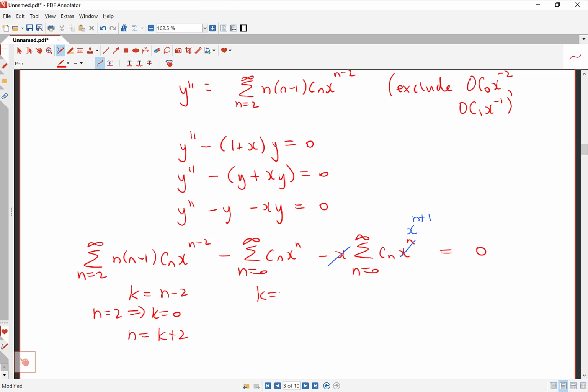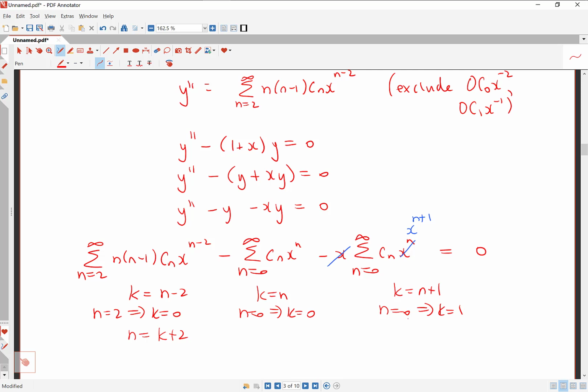For the middle series here, k is equal to n. That is starting at n equals 0. So that implies that will be starting at k equals 0 when we rewrite it in terms of k. And for the last series, k is equal to n plus 1. That was starting at n equals 0. So that implies it's going to be starting at k equals 1 when we write it in terms of k.